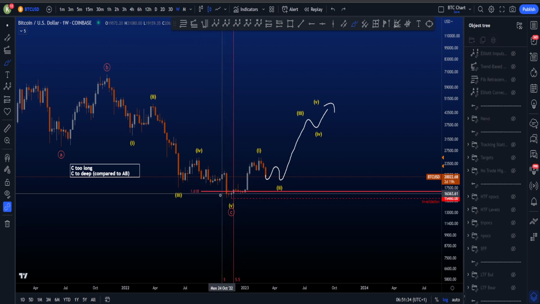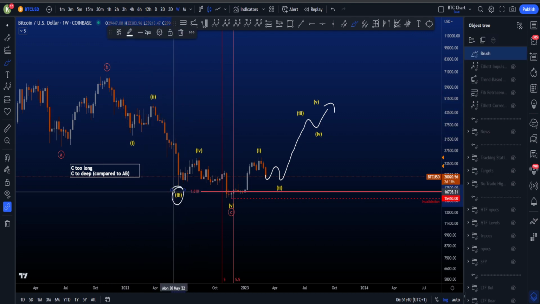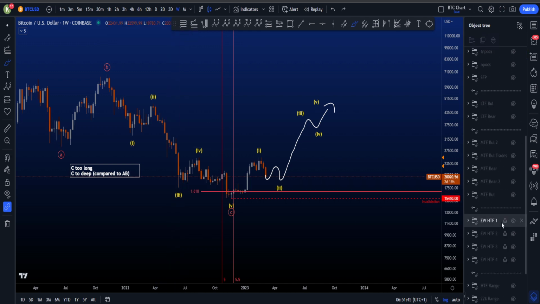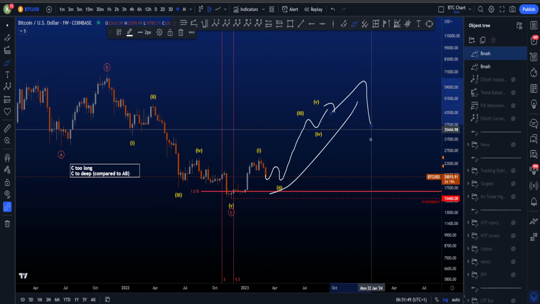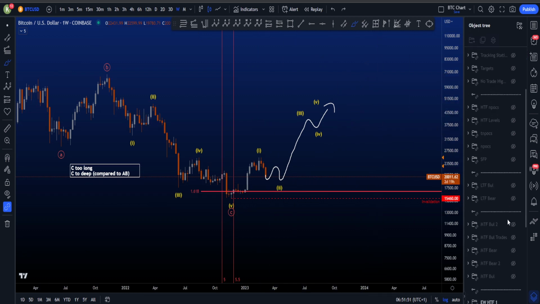actually invalidates wave C. And the third problem is that in this 1, 2, 3, this yellow 3 did not hit the wave 3 target in an impulsive wave, which is the 1.618 trend-based fib extension. So for me, this scenario with then a bullish way forward is very unlikely.